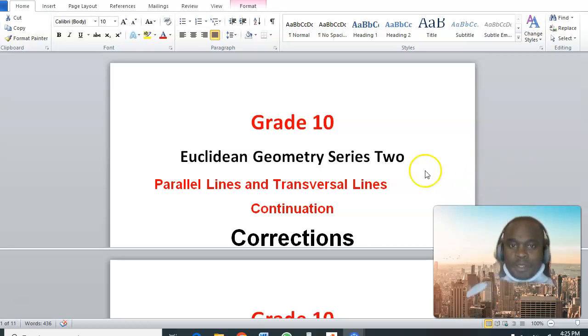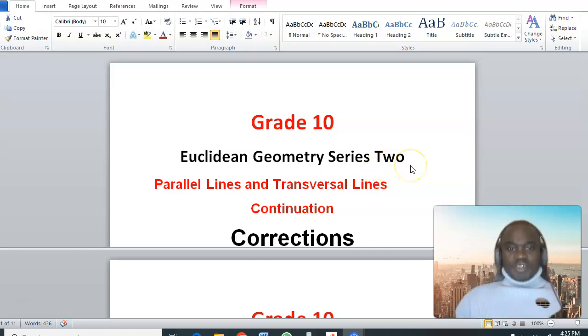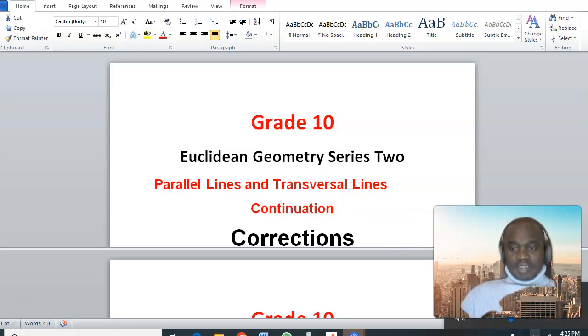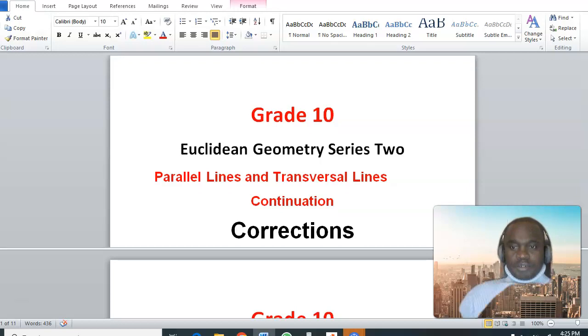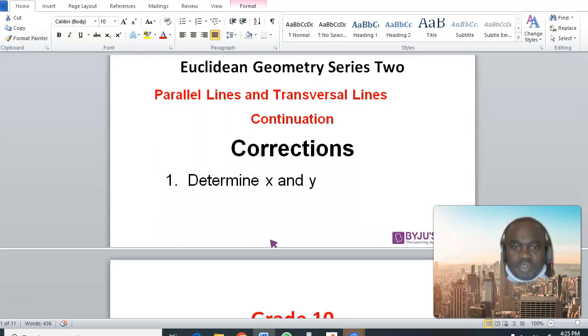Okay, we are continuing from our first series. That was series 1. This one is series 2 on Euclidean geometry. And we are still looking at parallel lines and transversal lines. So I gave you a question which we are going to look at the correction.